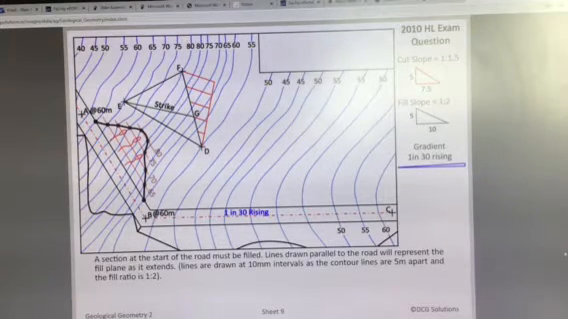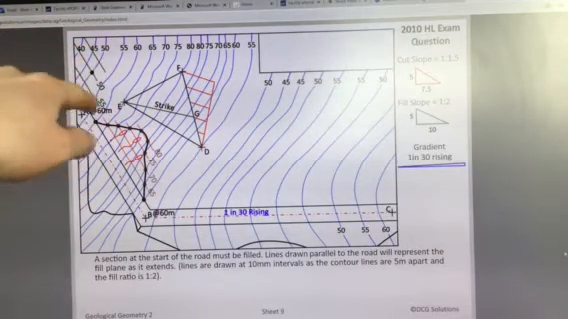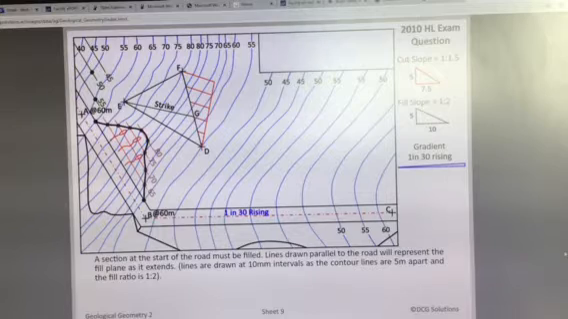So a section at the start of the road must be filled. Lines drawn parallel to the road will represent the fill plane as it extends. So lines drawn at 10 millimeter intervals as the contour lines are 5 meters apart and the fill ratio is 1:2. Because these contours over here are lower, you're going to be filling this up, so that's why you go to this side of it as well. There's that part.